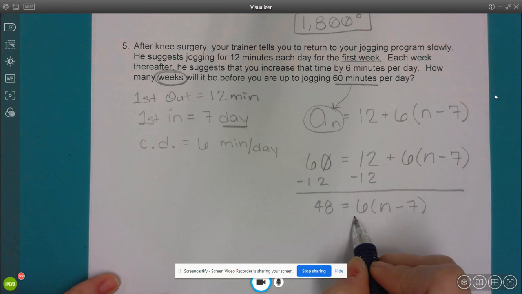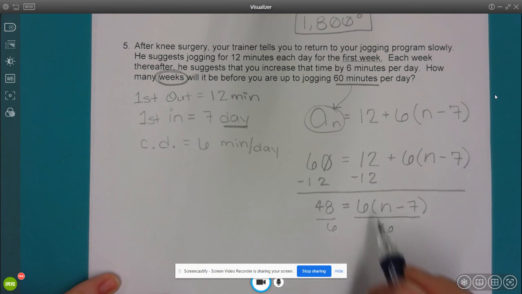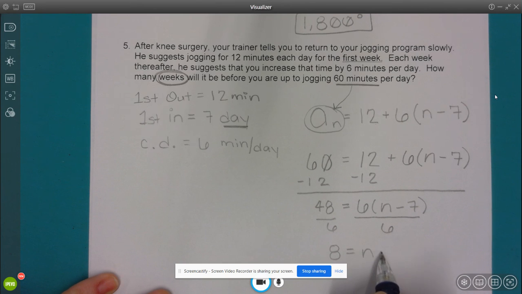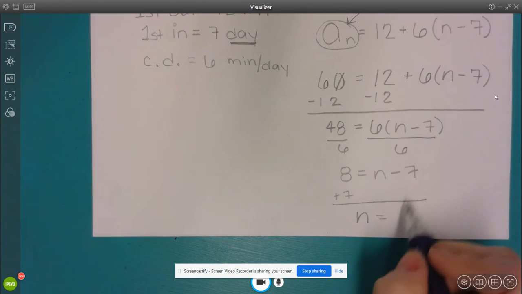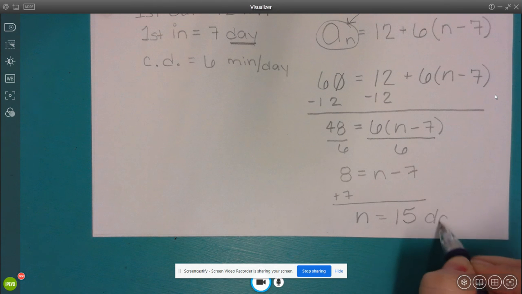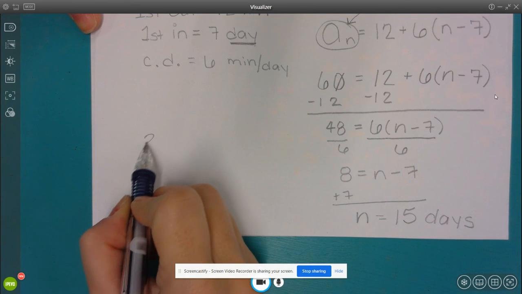I'm going to divide by 6 first, just to make my life a little easier. 48 divided by 6 is 8. And then adding 7 tells me that n is 15. Now this is 15 days. So how many weeks does it take for me to get to day number 15? Well, that would be 3 weeks.